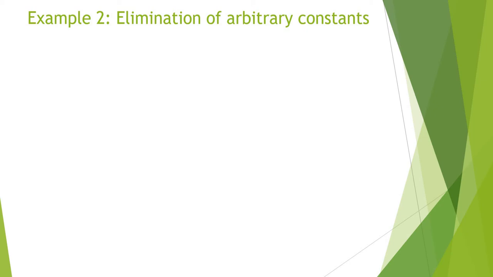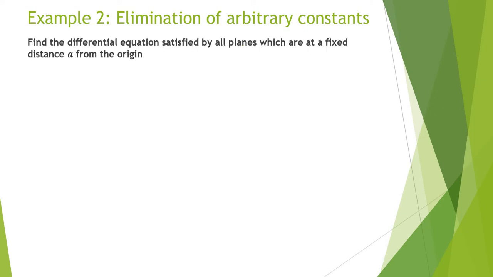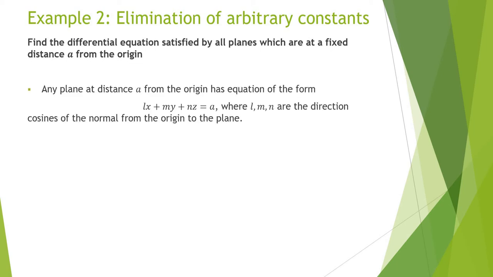Let's look at another example of the same type. Find the differential equation satisfied by all planes which are at a fixed distance a from the origin. Any plane at distance a from the origin has an equation of the form Lx plus my plus nz equal to a, where L, m and n are the direction cosines of the normal from the origin to the plane.